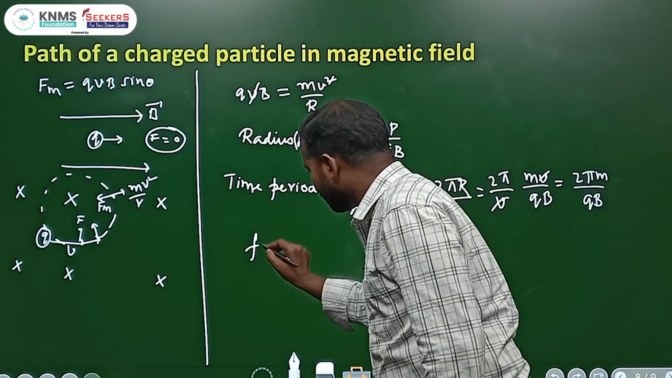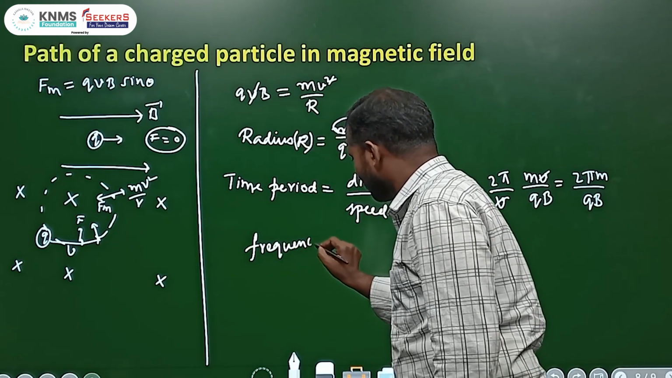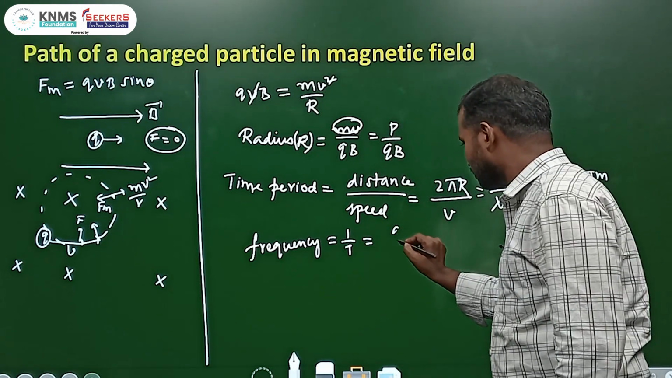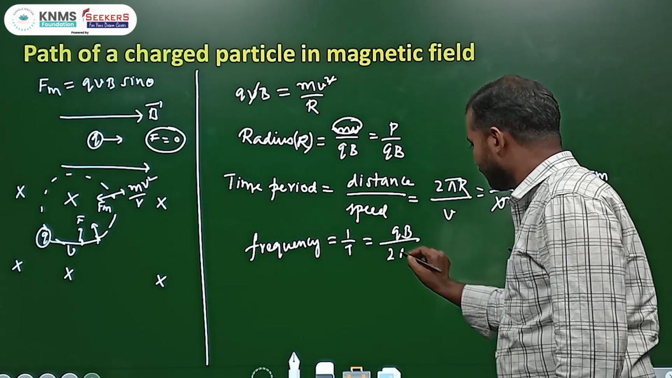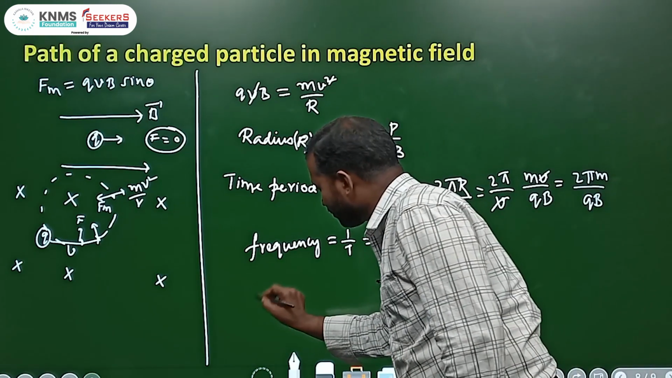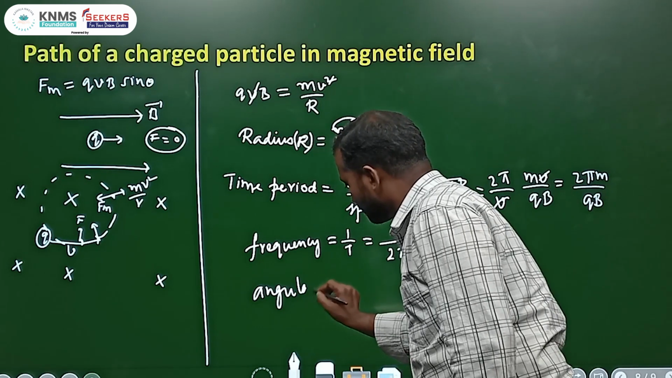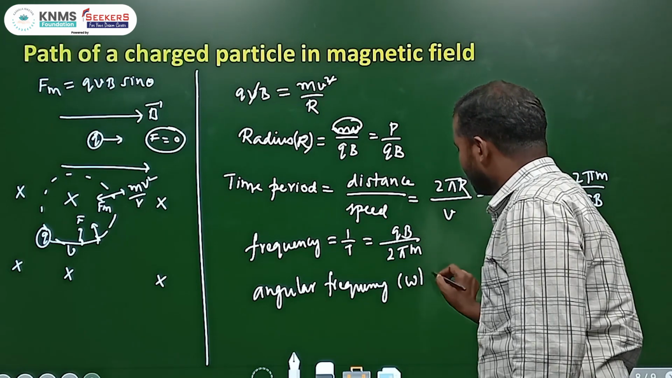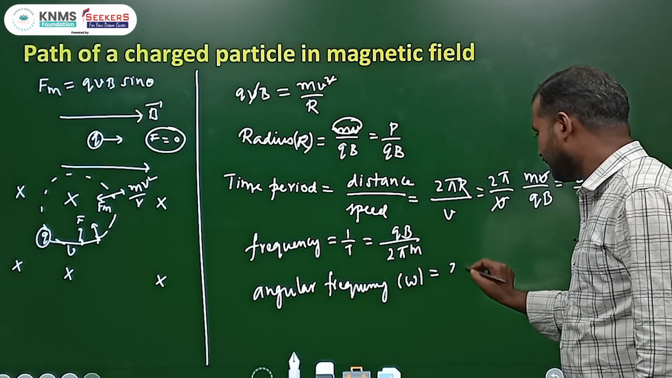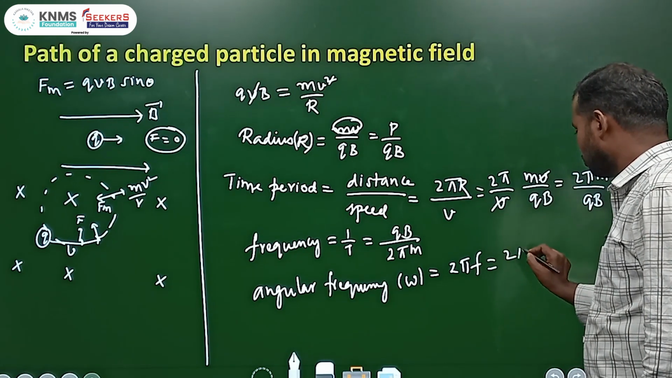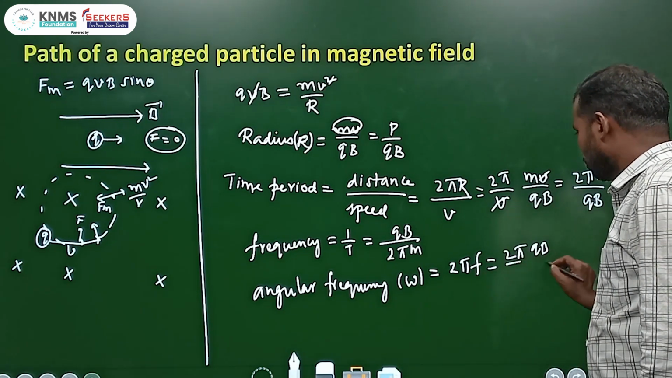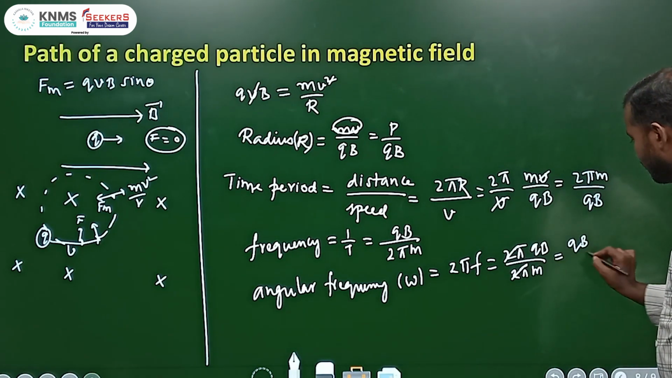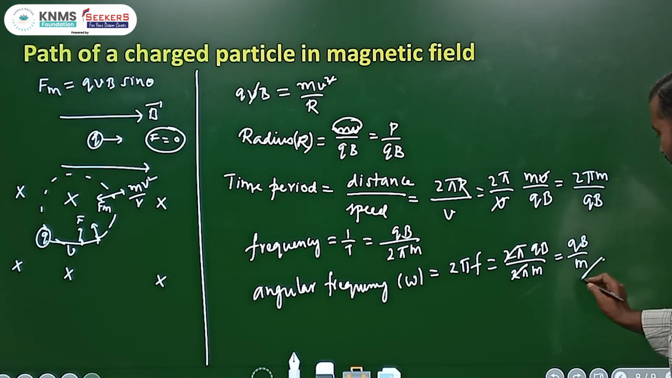Now what about frequency? Frequency is 1 by time period, so it is going to be qB by 2 pi m. And let us talk about angular frequency omega, which is 2 pi f, that is 2 pi into qB by 2 pi m. The 2 pi gets cancelled, and I get qB upon m. That's your angular frequency.